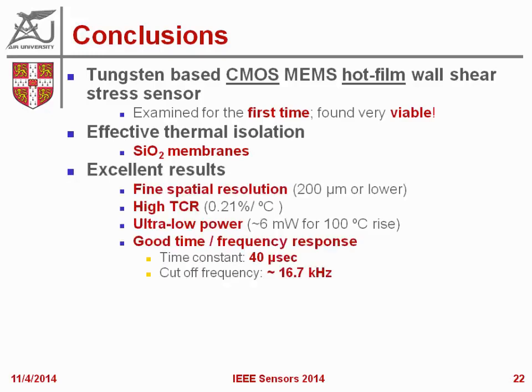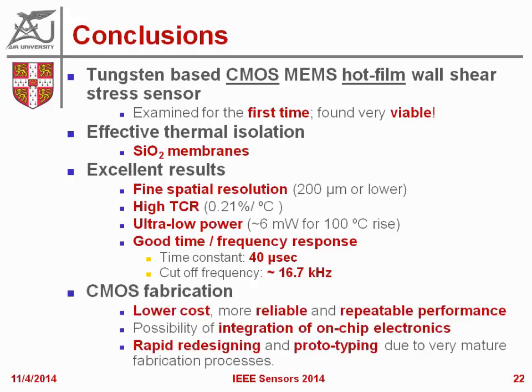We have achieved a good resolution, high TCR, ultra low power, and good time and frequency response, 40 microseconds and 16.7 kilohertz. And CMOS fabrication is the strength. It gives us lower cost, more reliable and repeatable performance, integration of on-chip electronics, and rapid redesigning and prototyping.